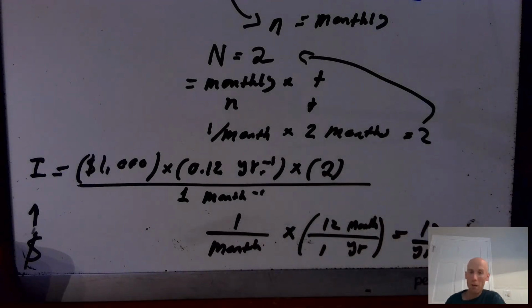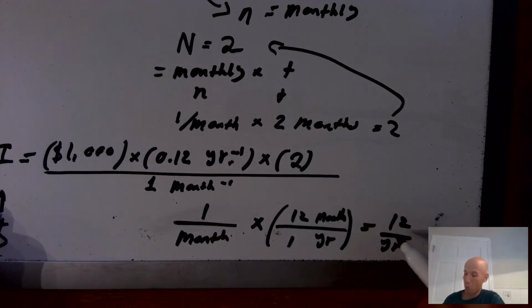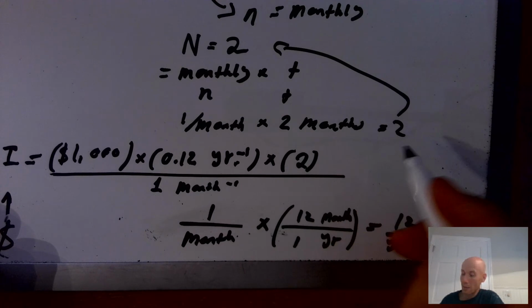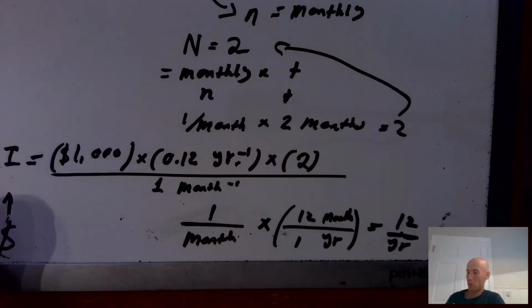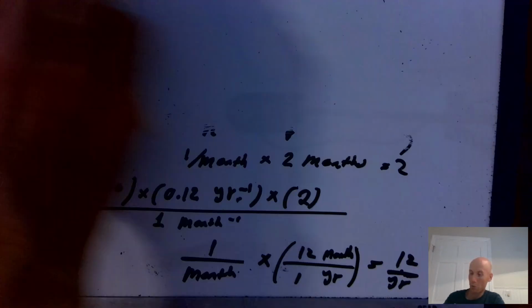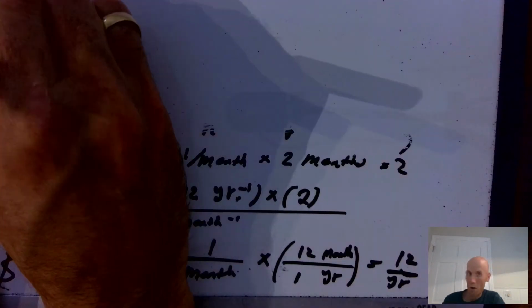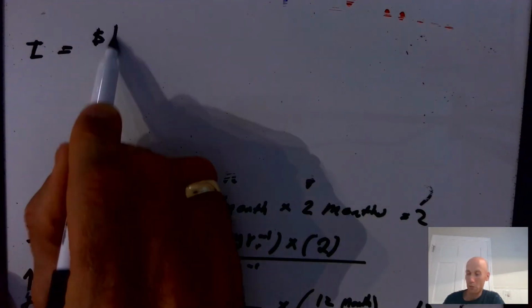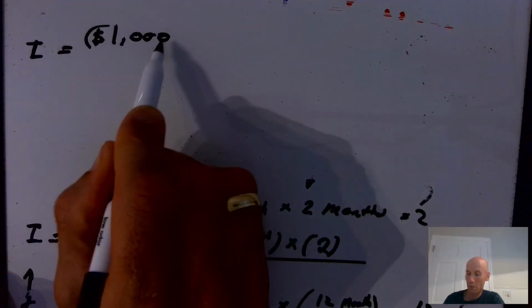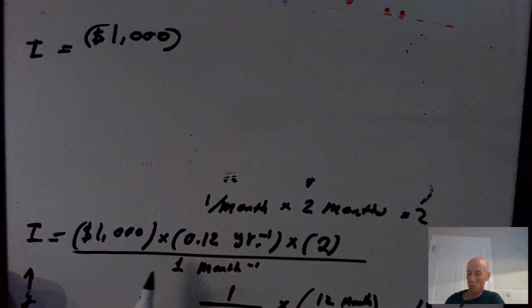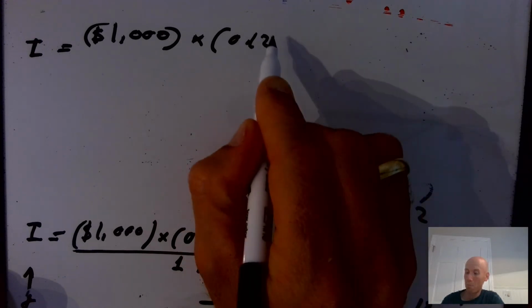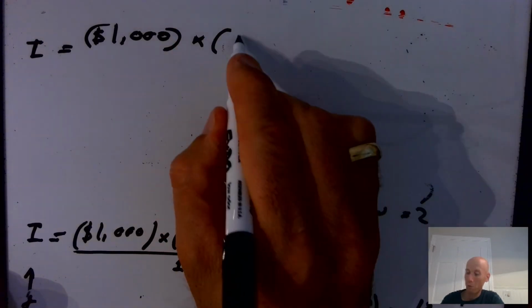So now I'm ready to rock and roll. I can put this back here instead of the 1 per month, and I'll probably get what I need. And indeed, that is true. I'll erase this and put that in, and then we should get our result directly. So the principal here is again $1,000. I'm just copying this with the correct units. This here is 0.12, the interest rate, 0.12 per year.